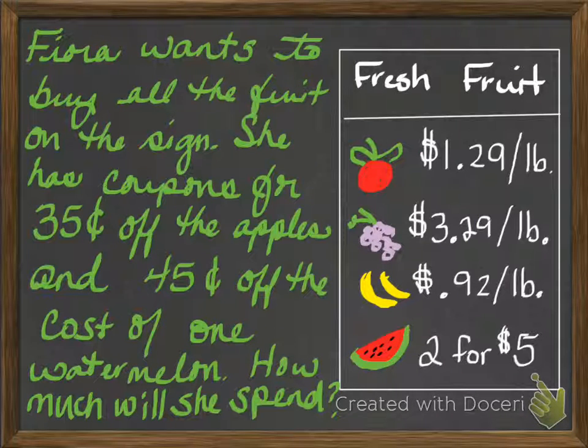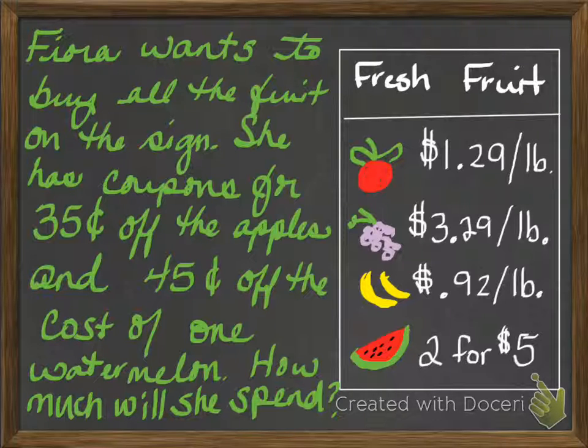So here's our first problem to try together. Fiora wants to buy all the fruit on the sign. She has coupons for 35 cents off the apples and 45 cents off the cost of one watermelon. How much will she spend?